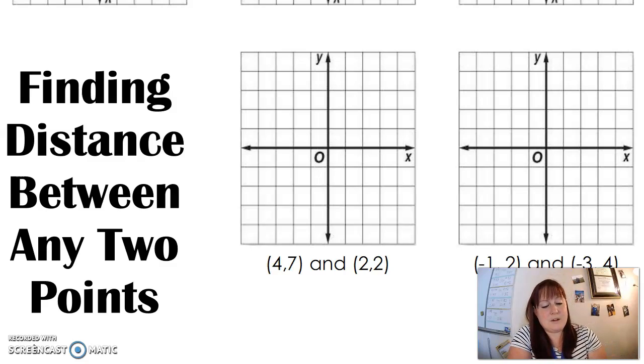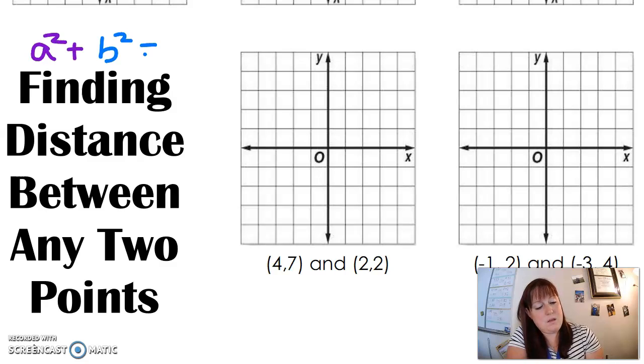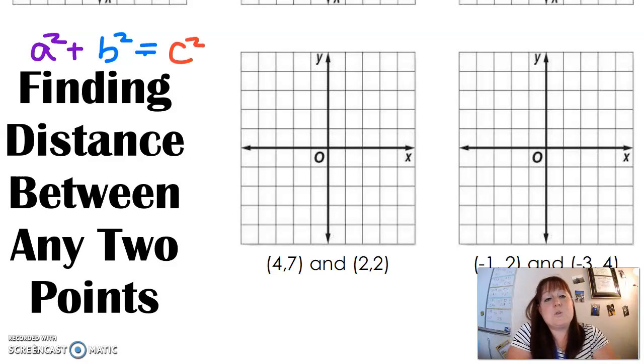And we all know the Pythagorean theorem, right? A squared plus b squared equals c squared. We know that one, so let's use that to find the distance between 2 points. So I have these 2 points, 4, 7, so I'm going to count by twos. 2, 4, 6, 7, right here. And 2, 2, which is right here. I'm trying to find this distance between them.